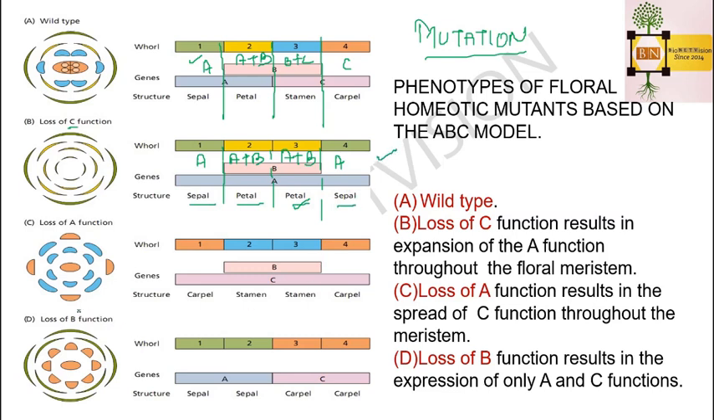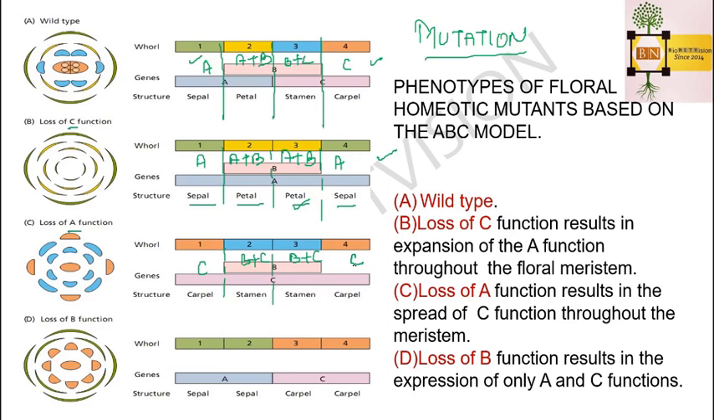Okay, loss of A function. So if A is mutated, then we see that C is occupying all of the space which A was previously occupying. Okay, so see, C has extended. So here C is alone, which is carpel. C will form carpel as we have seen in wild type. So B and C together will form stamen, and C when alone it will be carpel.